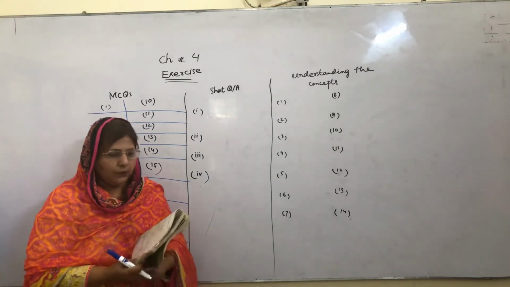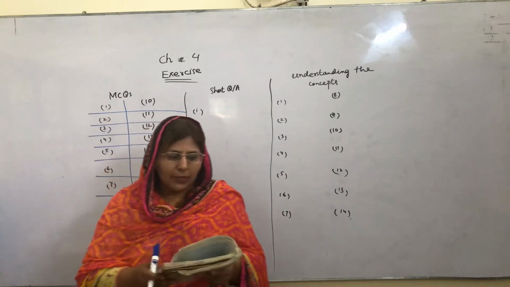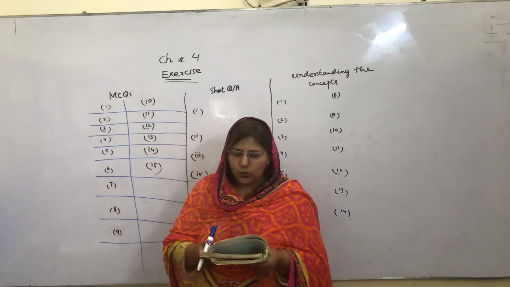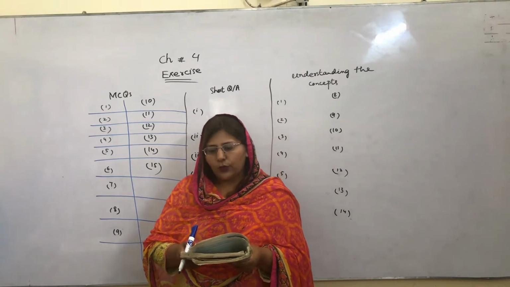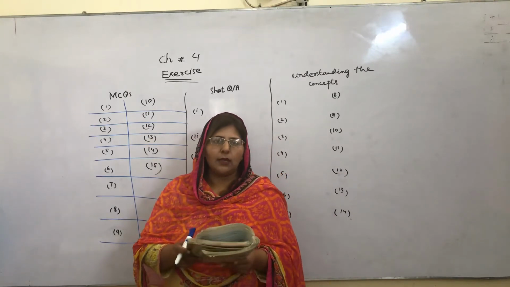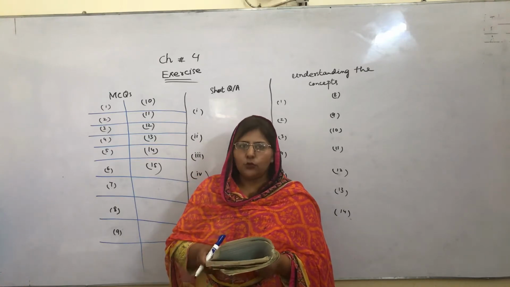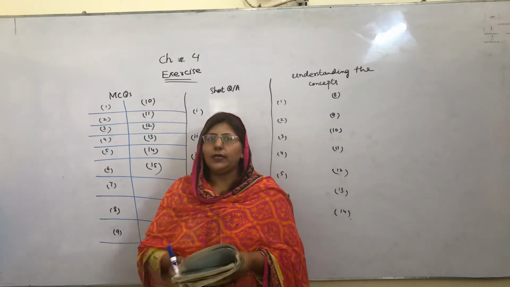So question number 1 is a multiple choice question. It is on page number 83. Which of these clues would tell you whether a cell is prokaryotic or eukaryotic? It means that some clues are given, some options are given. You have to read the clues and tell whether it is prokaryotic or eukaryotic.